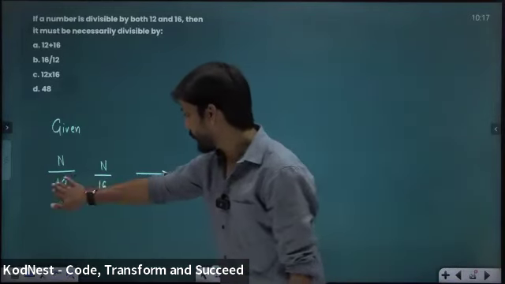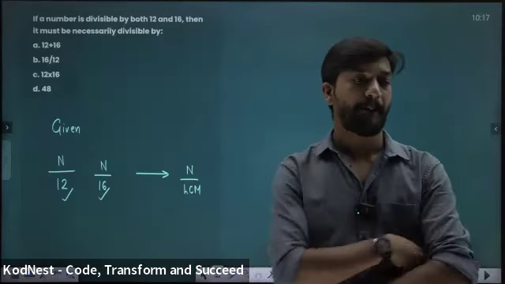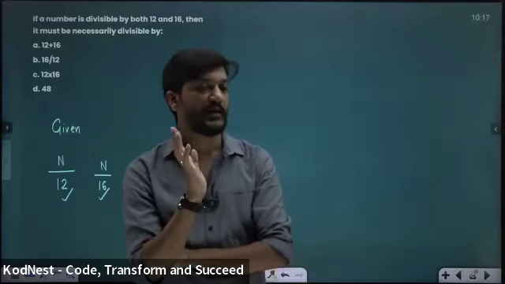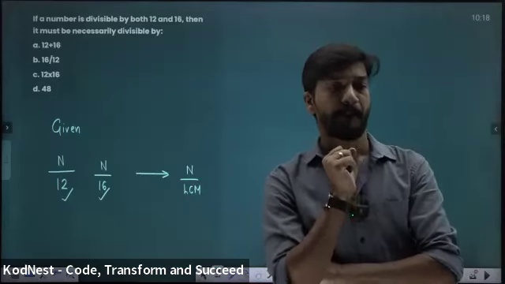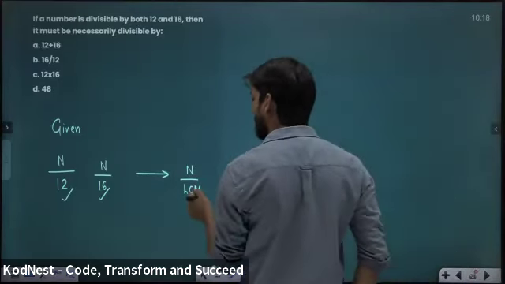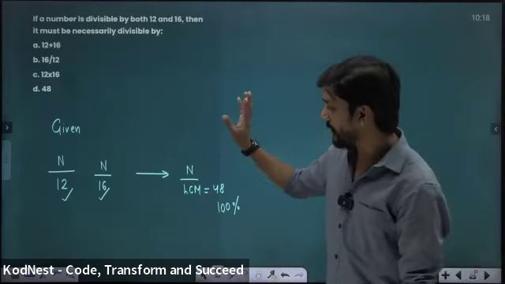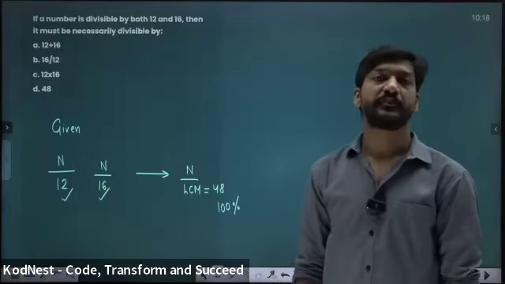The LCM of these two. What is the LCM of these two? How much? Think multiples, whichever is common, that is your answer. So which multiple is common? Quick answer. 48. 12 into 4, 16 into 3. LCM is 48. So for 48, there is a 100% guarantee. Whatever number you tell, which satisfies this, will satisfy this also, 100% surety.